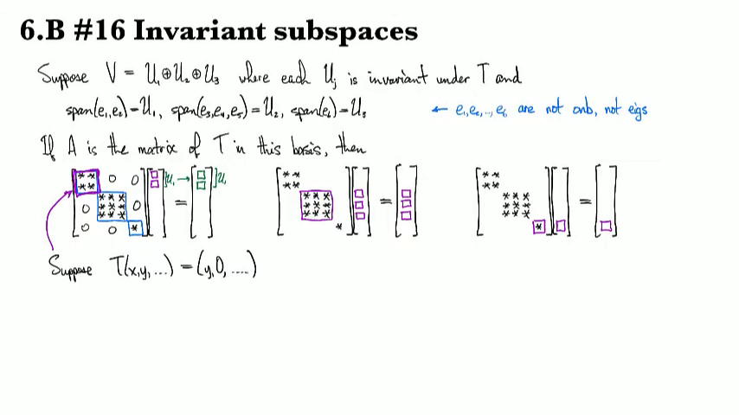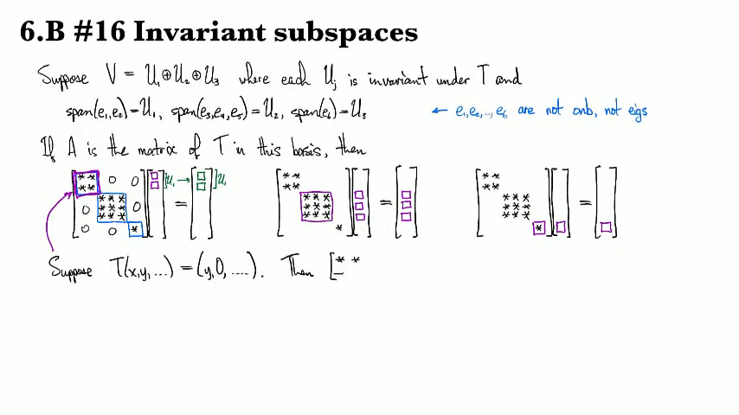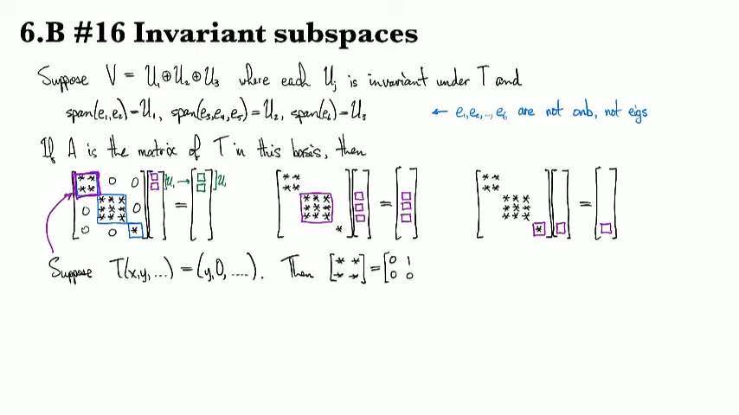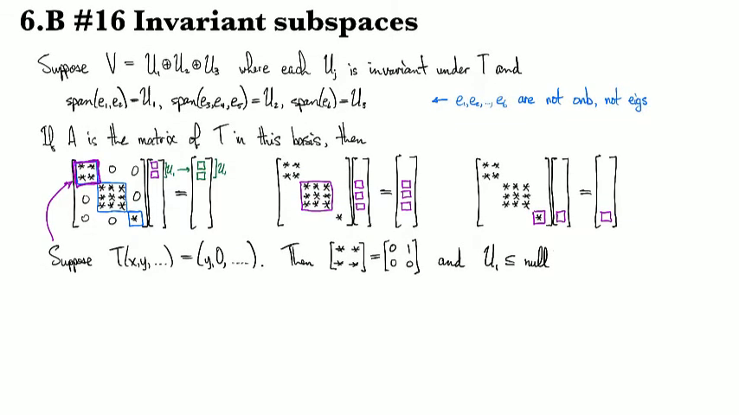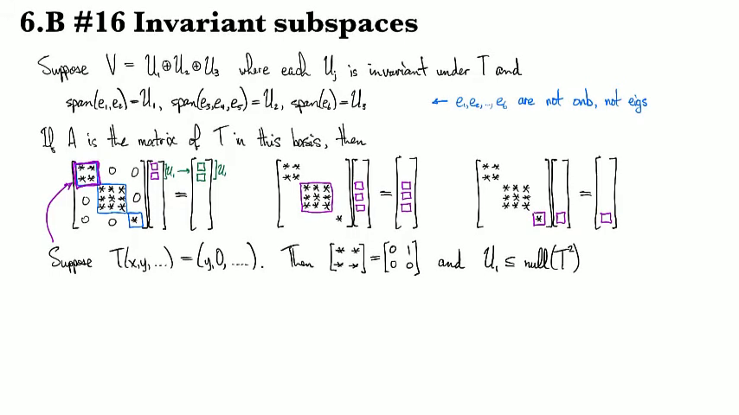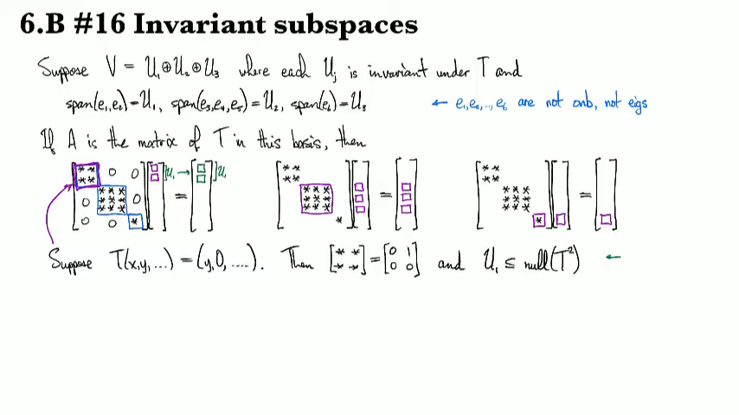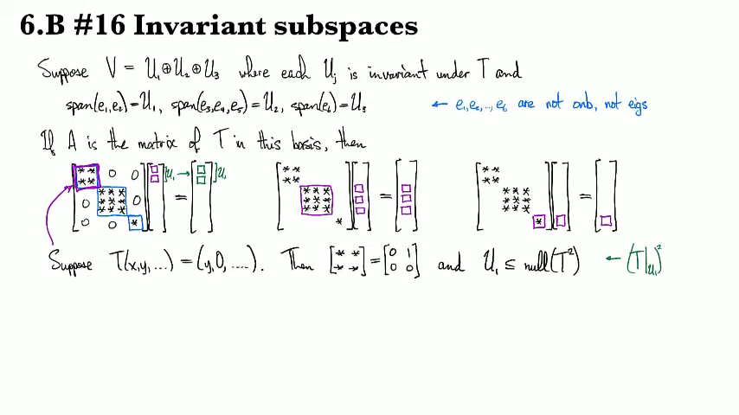Then that 2 by 2 block ends up looking like [[0, 1], [0, 0]]. And so this is a strictly upper triangular matrix. We see that U1 is in the null space of T squared, because after I apply T twice, it's going to kill anything that lives in that first invariant subspace. Another way of communicating this same idea is that if I look at T restricted to U1 and raise it to the power 2, I get 0.